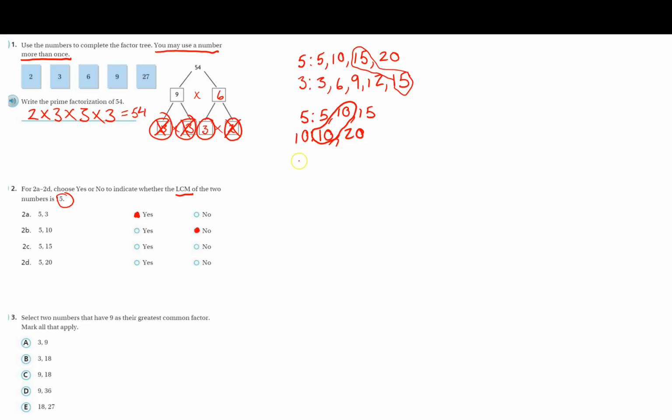Okay, and then I just continue. I'm going to do 2C, and then I'm going to let you do 2D on your own. But I take out the two numbers again, 5 and 15.